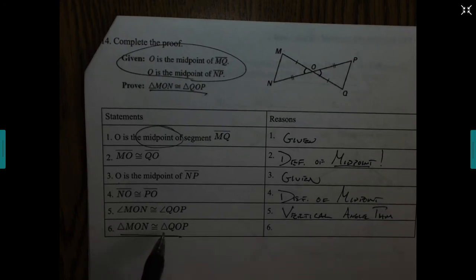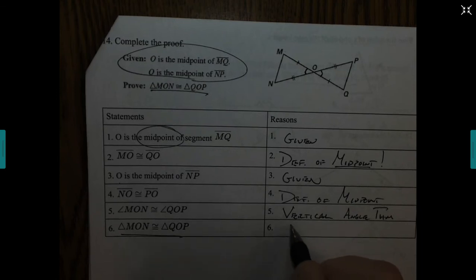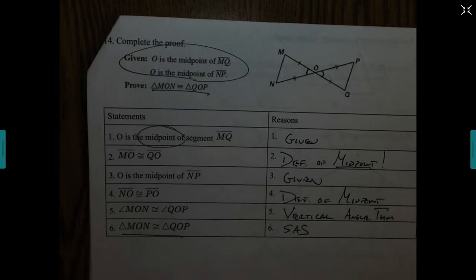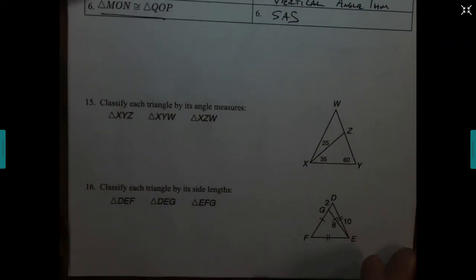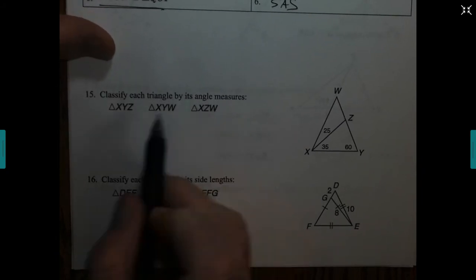Now, if I want to prove the triangles are congruent, one of my shortcuts has got to be going on. I've got 2 sides and an angle in between. That's just an SAS move. Don't be afraid of these proofs. You can do these. Now, if we get here, they're saying classify each triangle by its angle measures.